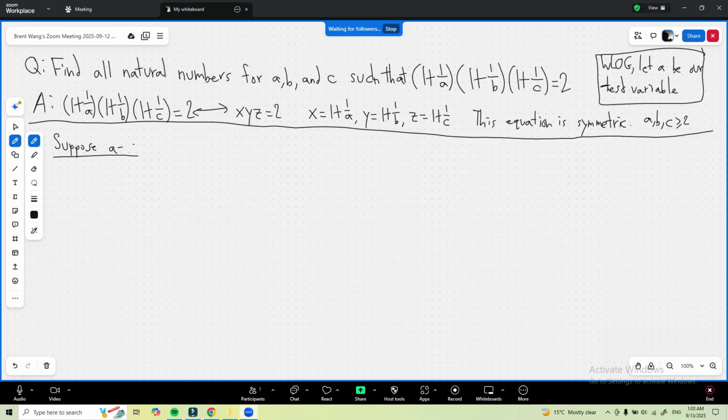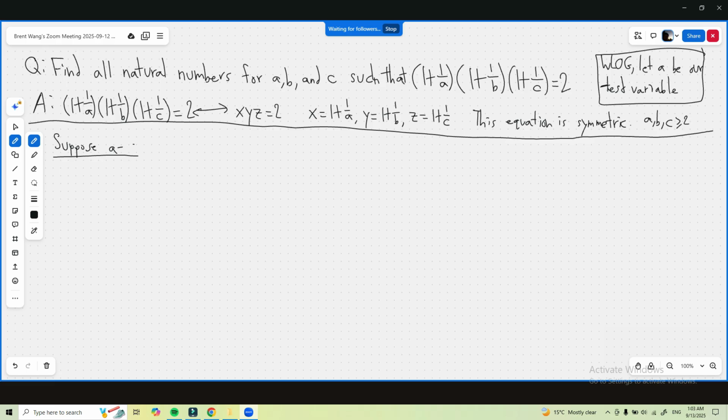Okay, now let's move on with our test variable. Suppose A was equal to 3 now. What would we do? Then x would equal 1 plus 1 over 3, which is equal to 4 over 3. So x times y times z is equal to 2, so 4 over 3 times y times z is equal to 2, and yz would equal, sorry, 3 over 2, which is equal to 1.5.